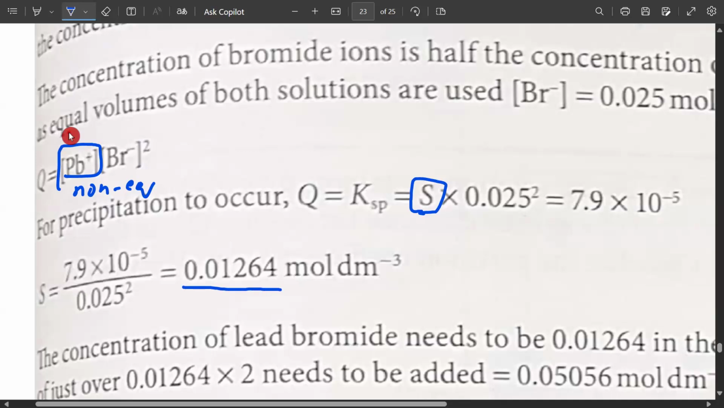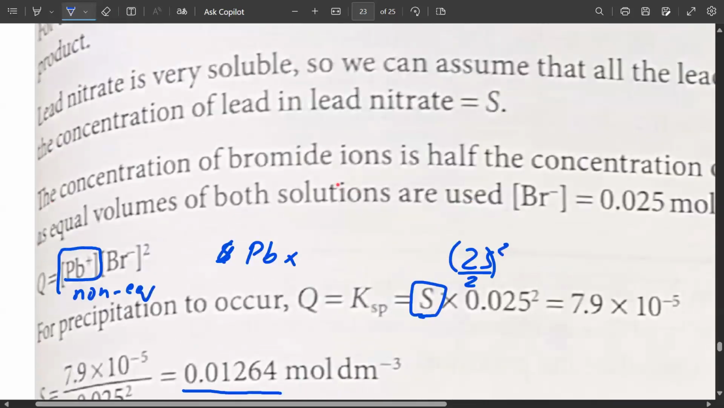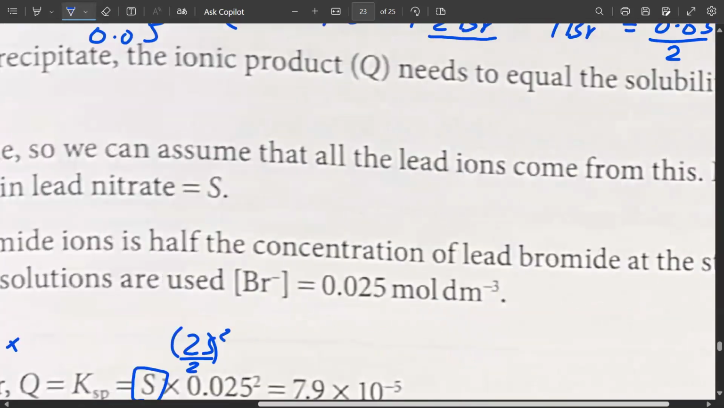However, the equation should be written like this. The value of the lead is already there. Pb into, for bromide, there were 2 moles. So we already divided the value by half. When we divided the value by half, we are only getting 0.025 with a square on it. It is not 2S squared. It's not written like this because we have already divided the value over here at this point.